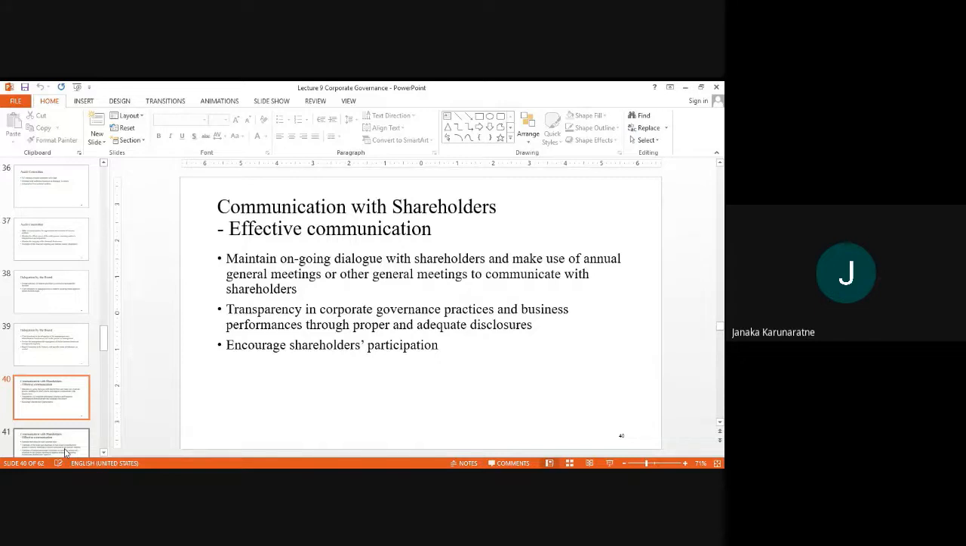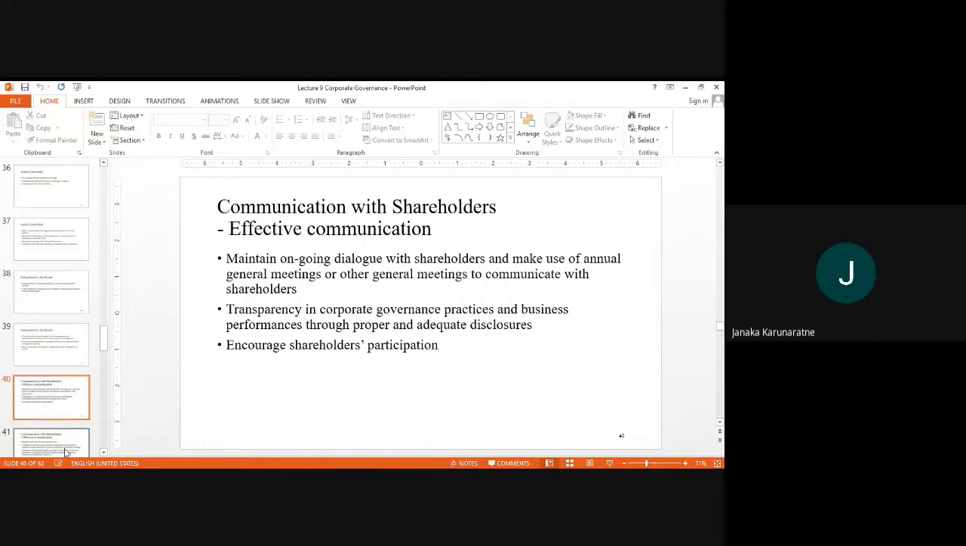Similarly, shareholders are the owners, because ultimately they have invested their money in the organization. So there should be ongoing dialogue with shareholders, making use of annual general meetings or other general meetings. Through the AGMs or other general meetings, they also know what is happening in the institution that they have invested in. And also transparency in corporate governance practices and business performance through proper and adequate disclosures. So disclose them properly so that there is greater transparency.